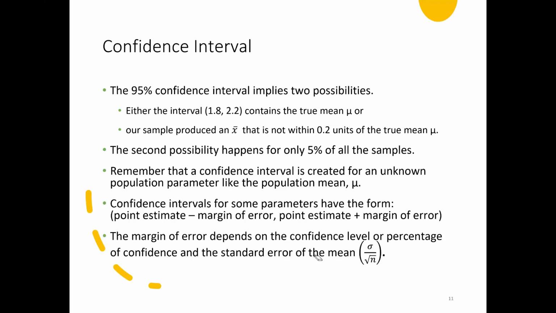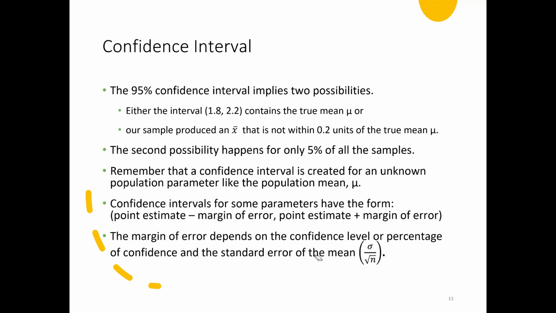The 95% confidence interval implies 2 possibilities. The first, which we just said: either the interval 1.8 to 2.2 contains the true mean mu, or our sample produced an X bar that's not within 0.2 units of the true mean. And the second possibility only happens 5% of the time. If we're 95% confident that the true population mean is somewhere between 1.8 and 2.2, then 5% of the time it isn't.